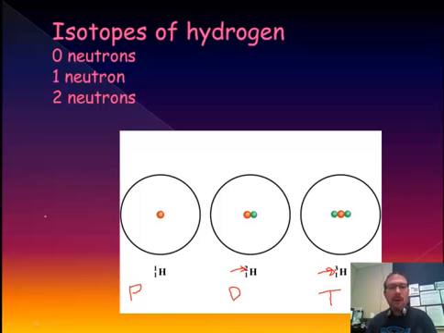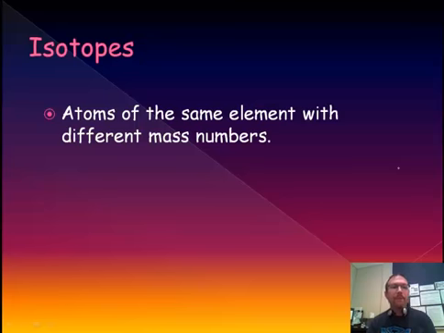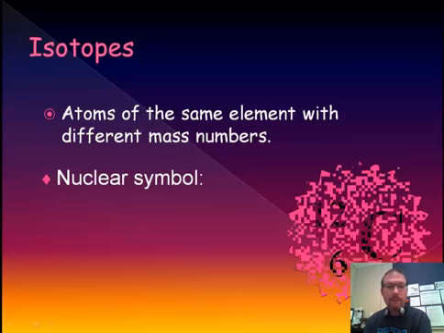But all 3 of those are isotopes of hydrogen. Notice that the atomic number is the same for all 3. Okay? The atomic number doesn't change. The number of protons doesn't change. The only thing that changes is the number of neutrons, and that also changes an atom's mass. This atom is twice as heavy as this one here, and this one is 3 times as heavy as this one here. So again, isotopes are atoms of the same element. They have different mass numbers.